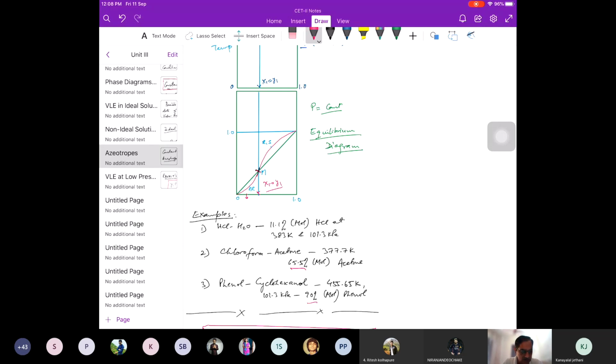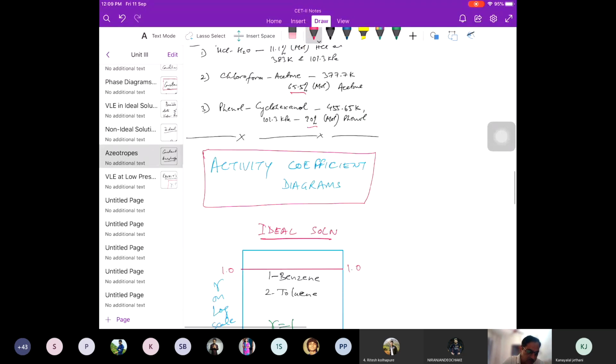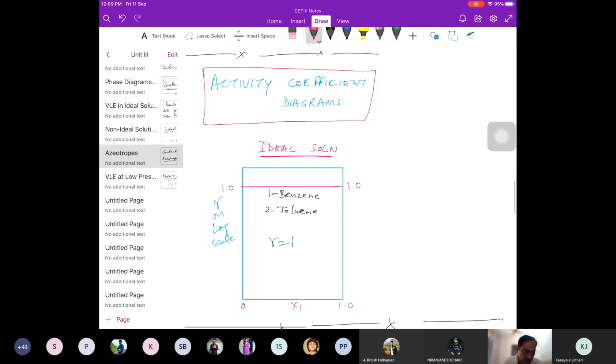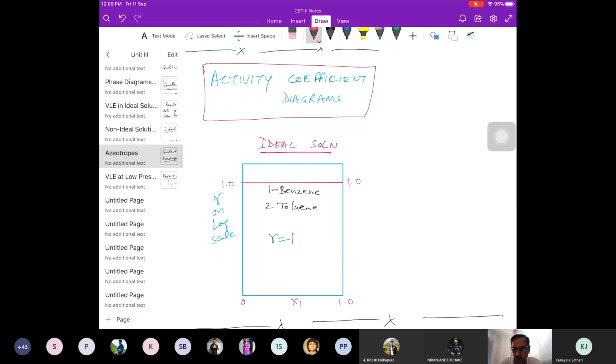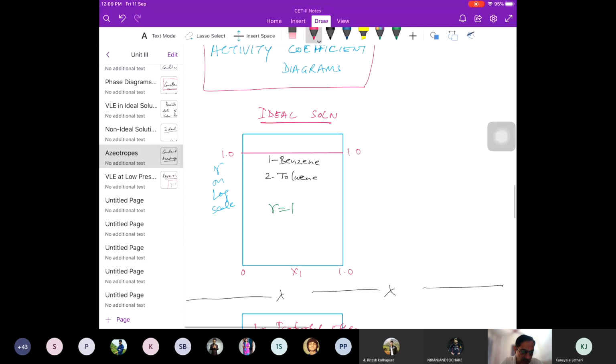Is this understood? Before you proceed, this is where we were yesterday. I want to see hands. How many people understood this? Good. I see sufficient people, so we can proceed now. Now actually we want to do some calculations. So how do we use this information that at azeotropic composition x is equal to y? We'll use that. For that we start using activity coefficients.